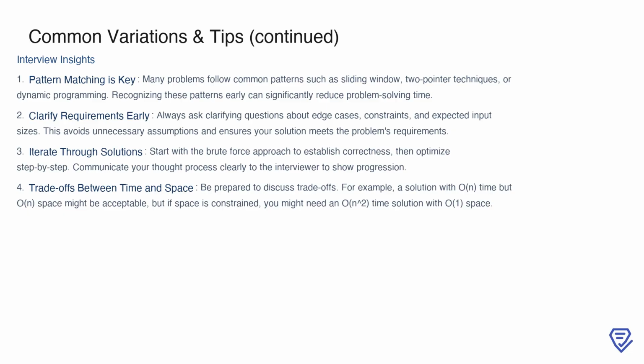A good habit is to iterate through solutions, start with a brute force approach to validate correctness, and then refine and optimize step by step. As you do this, clearly communicate your thought process to demonstrate how your solution evolves. Finally, understand the trade-offs between time and space. For example, a solution with O(n) time but O(n) space might be acceptable, but if memory is limited, you may need to explore alternatives that use less space, even if they take longer to run.